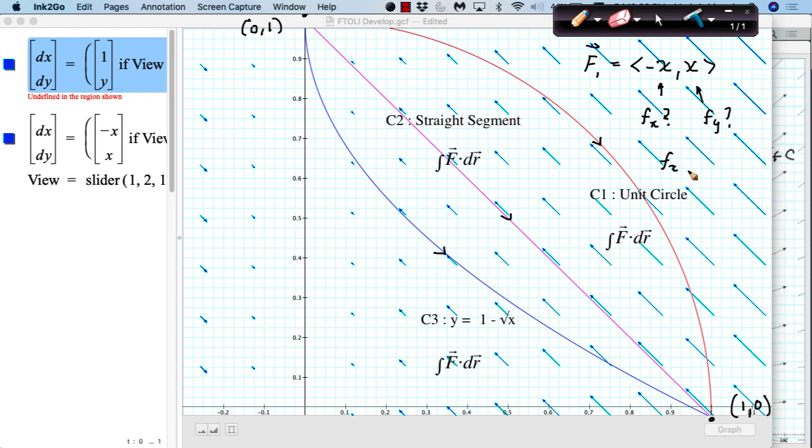The second partial with respect to x and y was equal to the second partial with respect to y and x. So we can use this as a check to see if you have a gradient field or not.